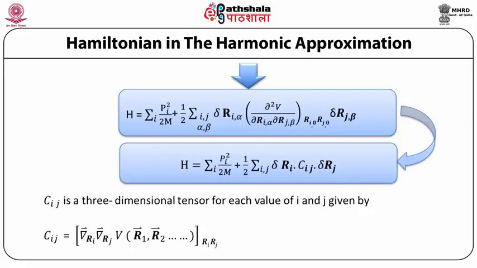So this Cij is a three-dimensional tensor for each value of i and j. And remember, this i and j are basically the position of the ions. So i could be 1 and j could be 2, for example. So Cij is now defined as the partial derivative with respect to Ri, again a partial derivative with respect to Rj, for the potential V as a function of R1, R2 and so on.